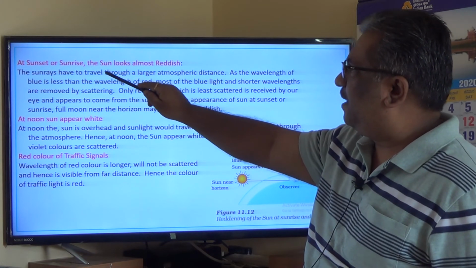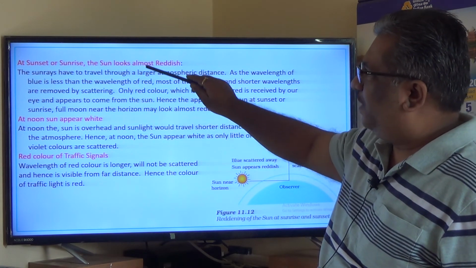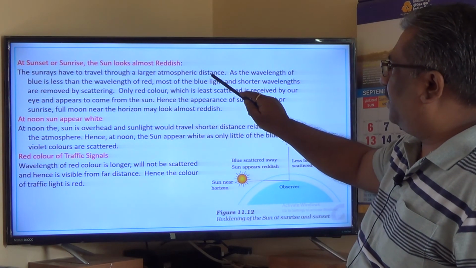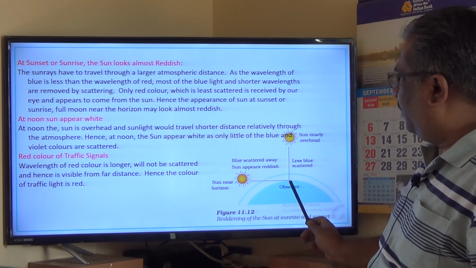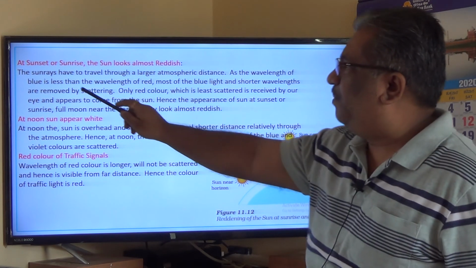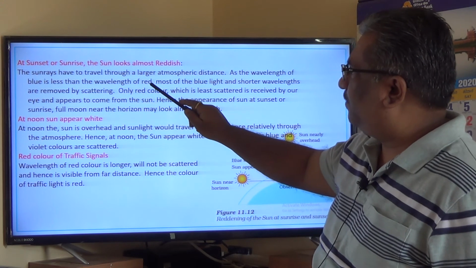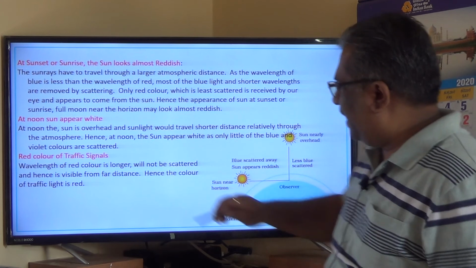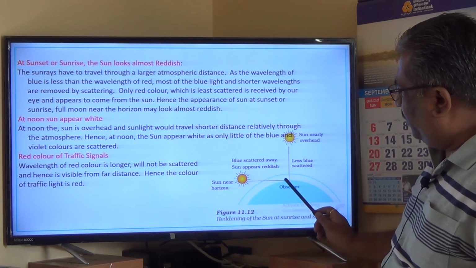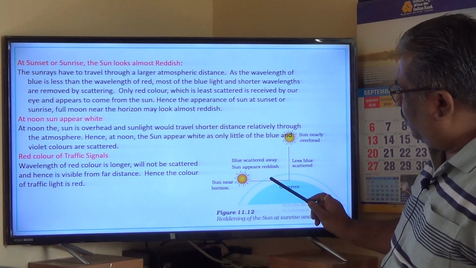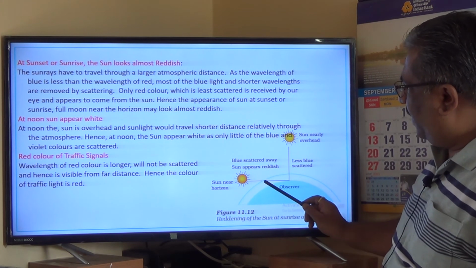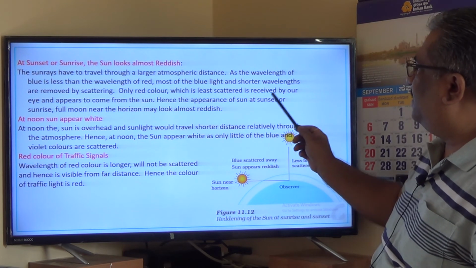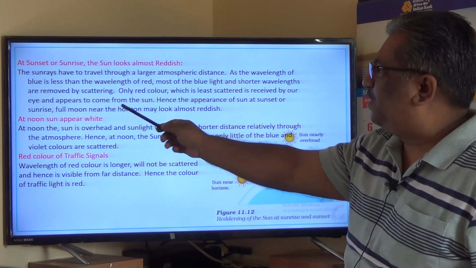At sunset or sunrise, the sun looks almost reddish. This paragraph explains. The sun rays have to travel a larger atmospheric distance. You can see from here to here. As the wavelength of the blue is less than the wavelength of the red, most of the blue light and shorter wavelengths are removed by scattering. From here to here, blue light goes up and down, red travels straight. Only red color, which is least scattered, is received by our eye and appears to come from the sun.